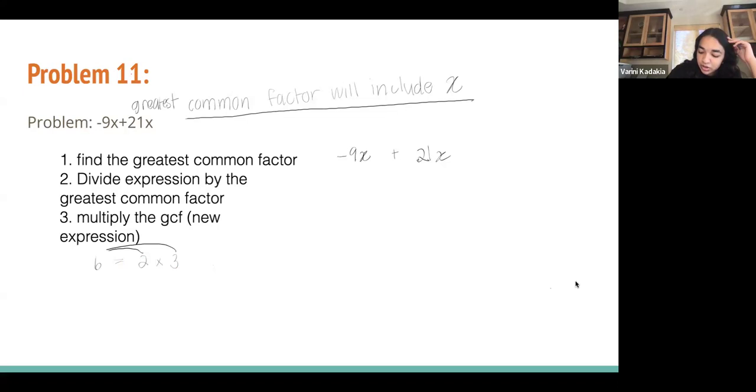We have this number, negative 9 times x. So we know the two factors that make up this number because they're multiplied to each other is negative 9 and x. And then here we have 21 and x. So we have our two factors of 21 and x. Does that make sense?